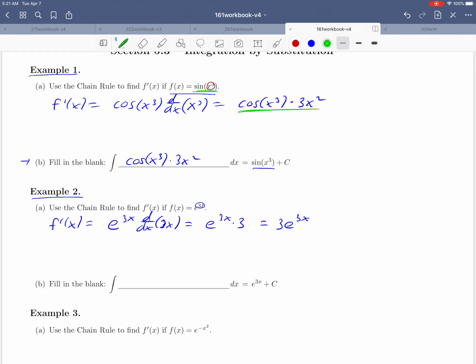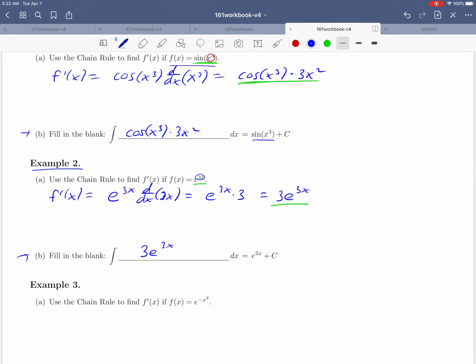Okay, and again, we can turn that statement around. If we take the antiderivative of 3e to the 3x, it should get us back to e to the 3x. Filling that into part B, that would be saying that the indefinite integral of 3e to the 3x is e to the 3x plus c. Okay, and at this point, I would like you to maybe pause the video, see if you can do examples 3 and 4 on your own, and after you've made an attempt at those, you can start the video up and compare your answers.